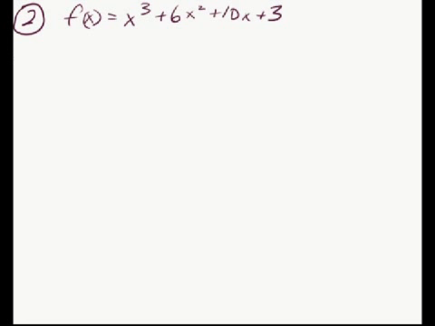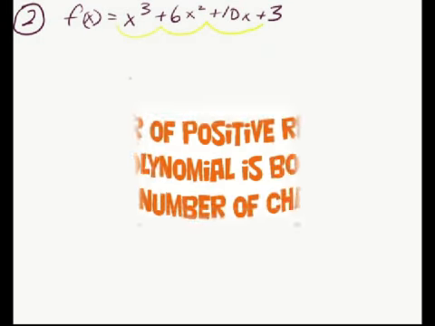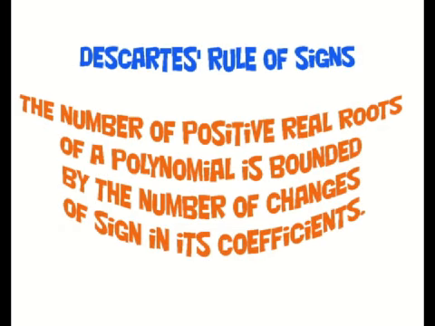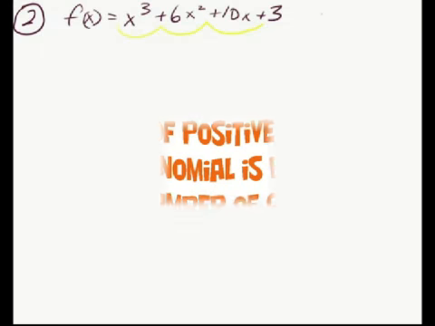Please pause the video now and find all the real zeros of this equation. The first technique I'm going to apply to this problem is Descartes' rule of signs. That is, I'm going to take the function just as it is, and I'm going to notice how many variations there are in the signs.